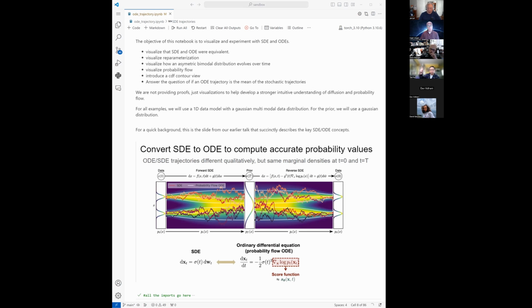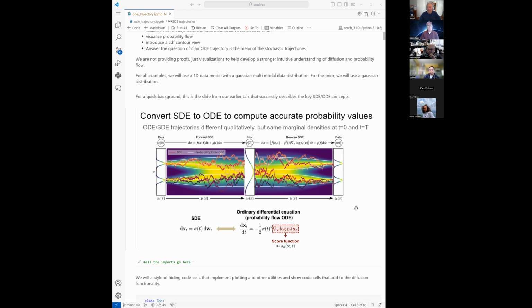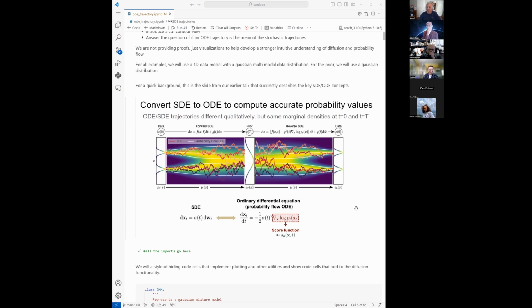Hey Roger, are you going to back up to kind of what SDE to ODE is for people who might need it? Yeah, I could do a quick one. I threw this slide in because I felt like this one slide captured a lot of what we talked about.